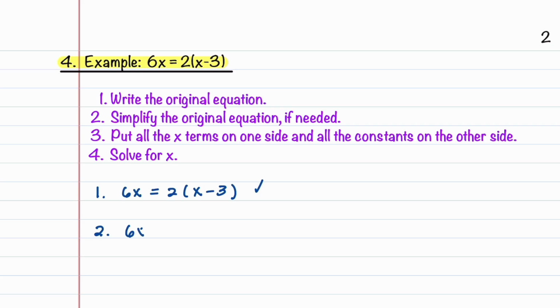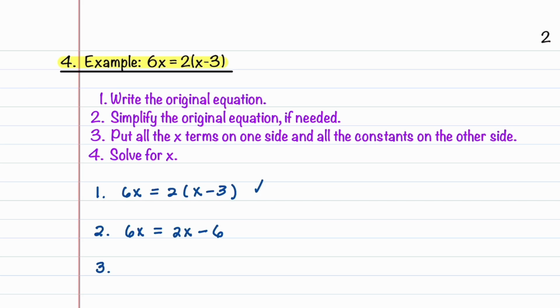On the left, we just have 6x, and then distributing the 2 on the right, we have 2x minus 2 times 3, which gives us a minus 6. Now we can go on to our third step, because our equation just has x's and constants in it, and no more parentheses. For step 3, we need to put the x's on one side and the constants on the other.